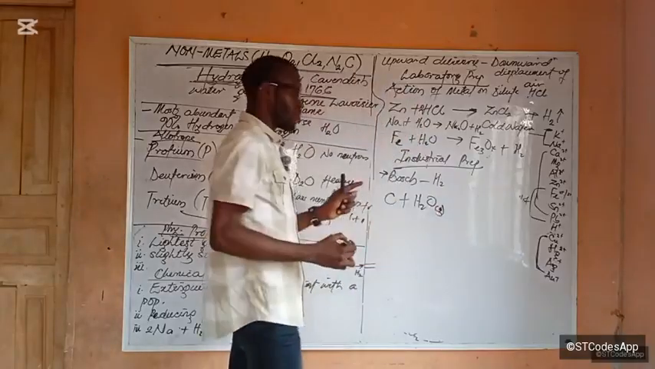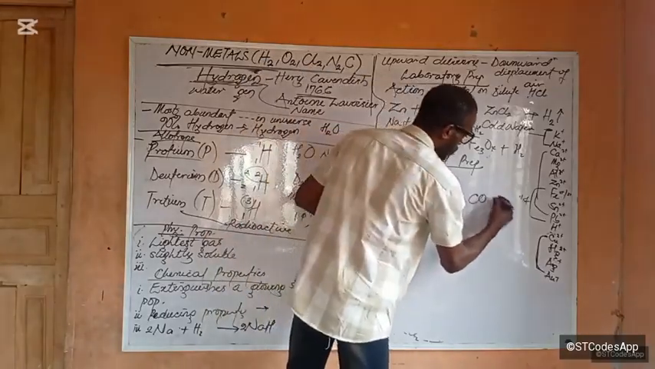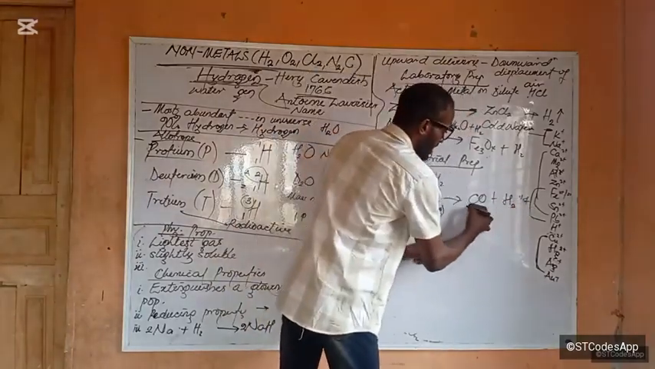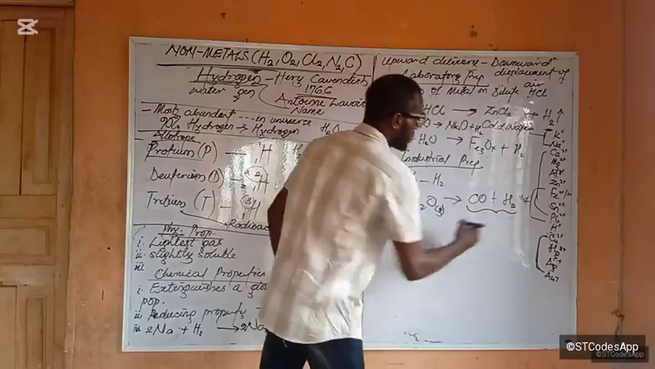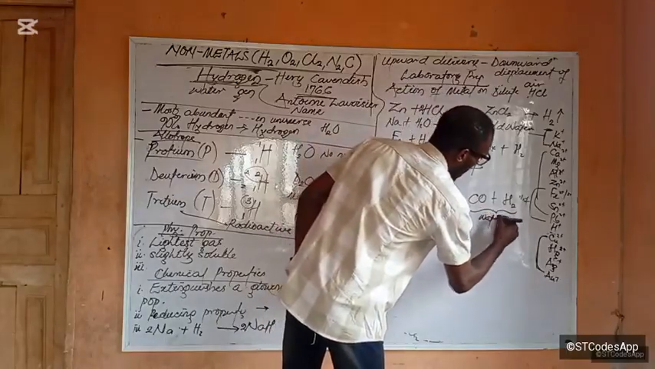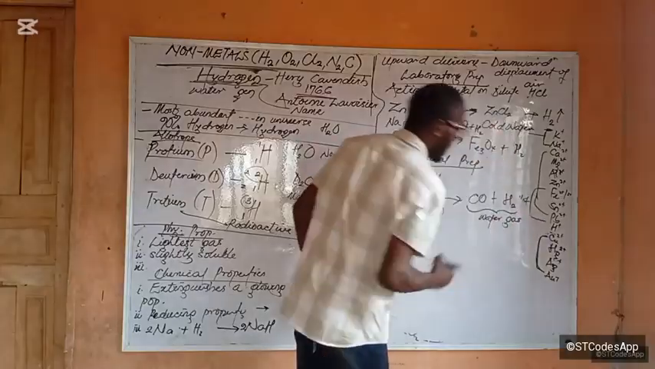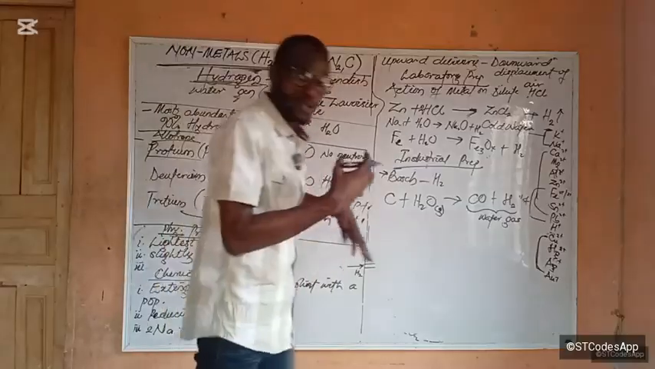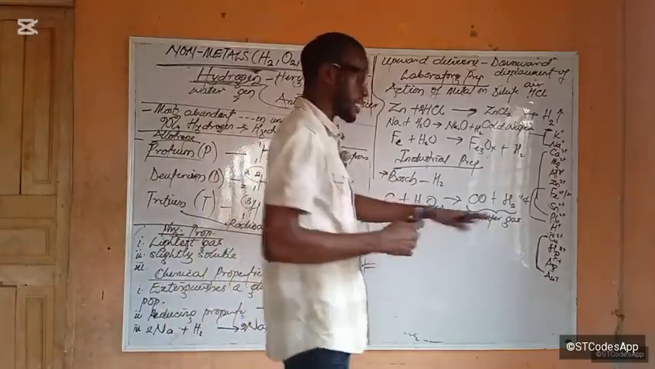When you pass steam over coke, it will produce carbon monoxide plus hydrogen gas. Together, they are called water gas. They are called what? Water gas. There's one question that is commonly asked. We'll do it again in carbon. I'll just brush over it because I've talked about it here now.